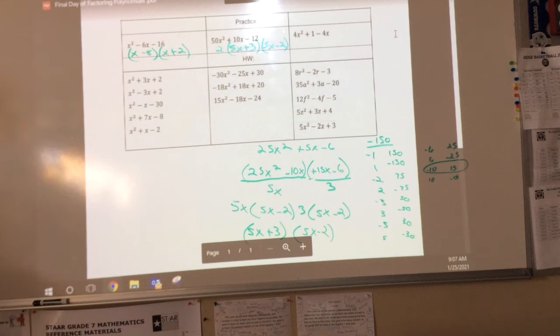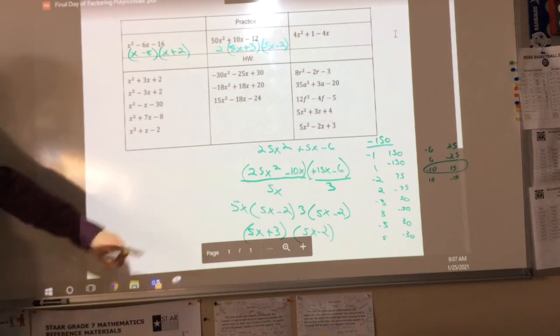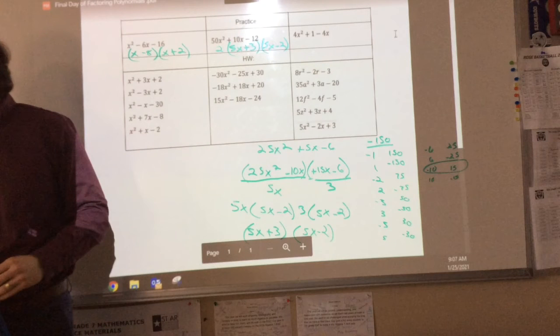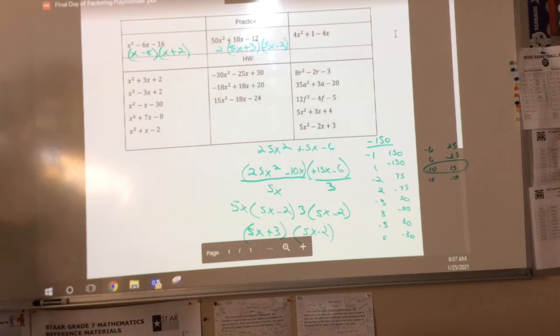Other questions? I did it like, instead of 25x squared minus 10, I had 25x squared plus 15. And it worked out the same way, didn't it? Yep, the order for these does not matter. No matter how you write it on the inside here, as long as you do the right numbers, it won't matter.